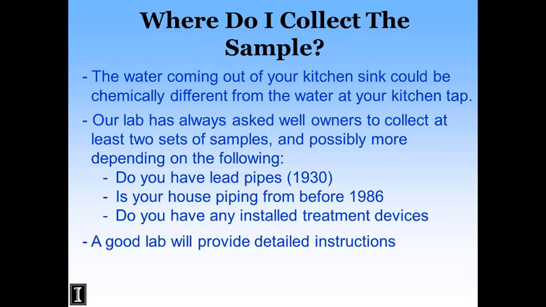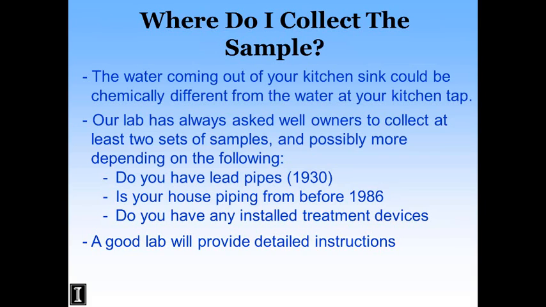The water coming out of your kitchen sink could be chemically different from the water at your kitchen. Oh, there's a mistake here. This is supposed to say the water coming out of your kitchen sink could be different than the water coming out of your well. I apologize for that. There are things that can affect your water quality between your well and your house, or in your house. If you have lead pipes, or if you have some kind of treatment, even your softener, that can change the water chemistry between what's coming out of the ground and what actually comes out of your tap.